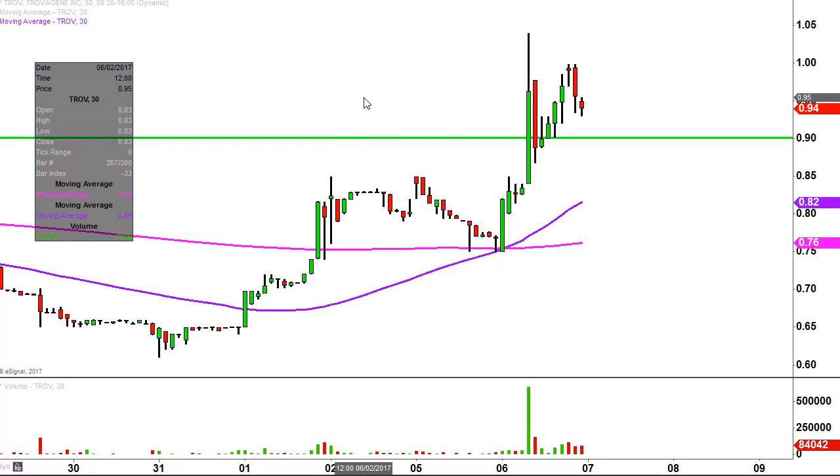Now, if the price falls below it, by no means am I saying that the entire chart's ruined or anything like that. But if the price can stay above it, that would be a great sign of power on the bull's part.